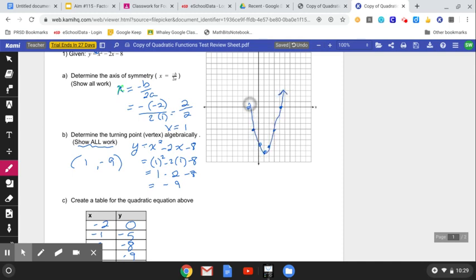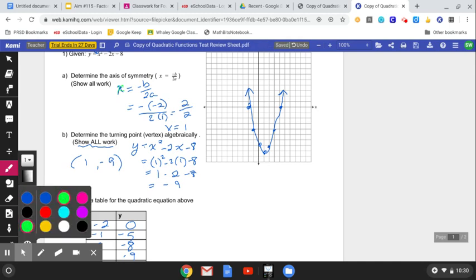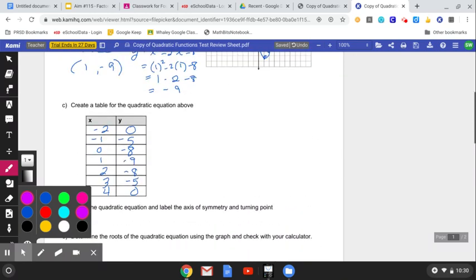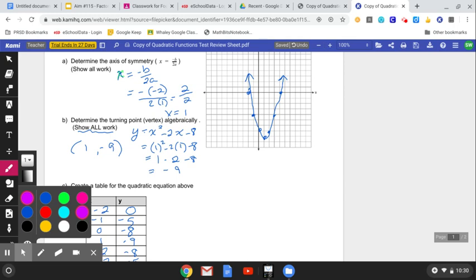Now I got to go back to the question. I forget what it asked me to label. I'll label this other stuff in purple. It said to label the axis of symmetry and the turning point. Okay, so here's the axis of symmetry, which we already knew because we had found it earlier. It's x is equal to 1. And then here's the turning point right here, which is (1, negative 9). So that's our vertex or turning point.